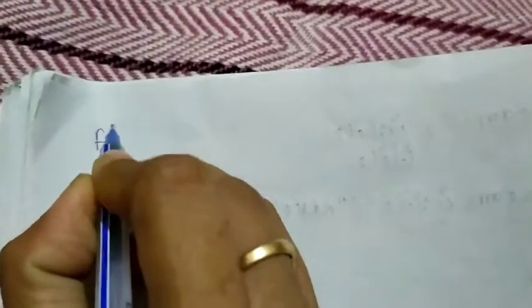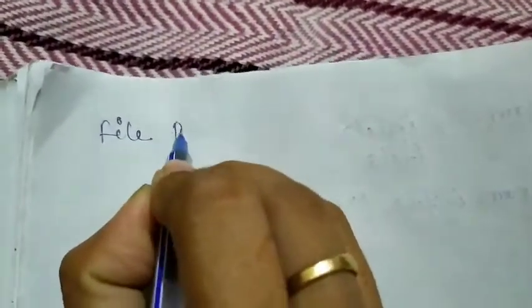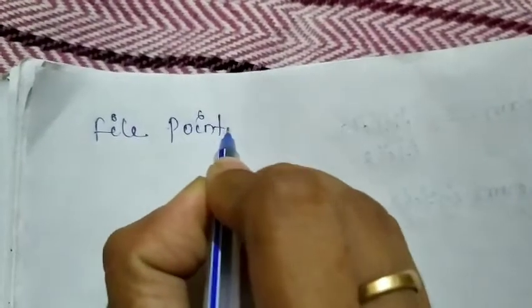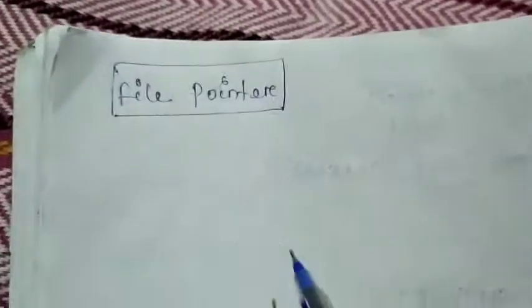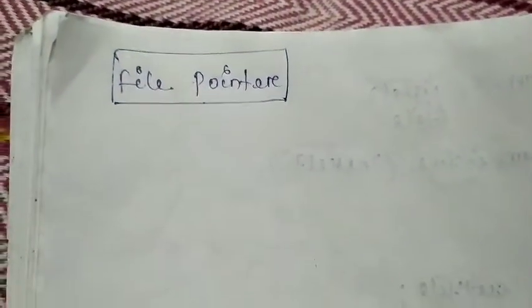Hello students, in this lecture we will study about file pointers. Okay, different file pointers. So why are we using a file pointer? Basically, a pointer is used to point to something, but in a file, what will it point to? It will point to a specific position.